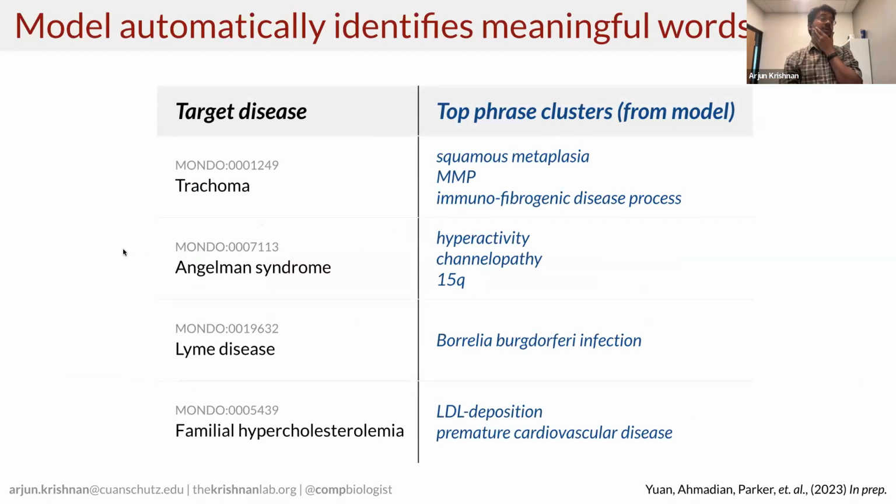Okay, maybe this is worth showing you. So I created this table to show you how awesome these models are in terms of even picking up words that are biologically or biomedically related to what you're searching for automatically. So for example, when we train a model to predict whether the sample corresponds to trachoma or not, it automatically recognizes squamous metaplasia, matrix metalloproteinases, immunofibrogenic disease process as key pieces in the text that are going to be informative for trachoma. The same thing for many other things.